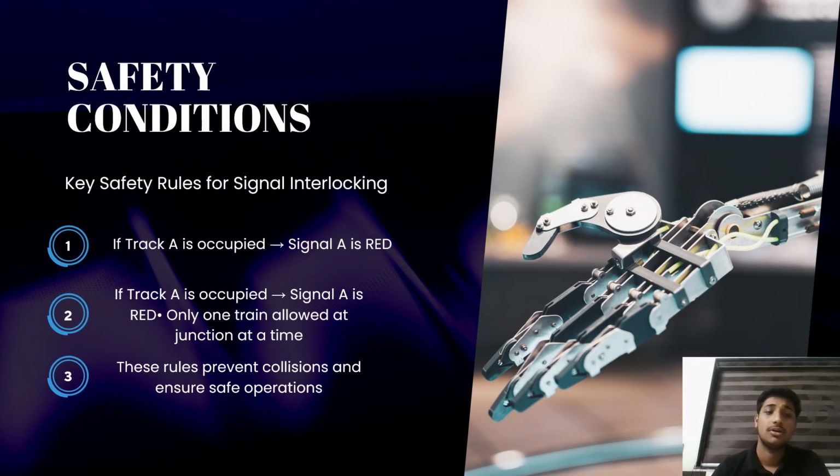Now we talk about safety conditions. If track A is occupied, signal A must be red. If track B is occupied, signal B must be red. Both trains should not be allowed to move at the same time. Only one safe path should be active at any moment. These conditions ensure safe railway operations.